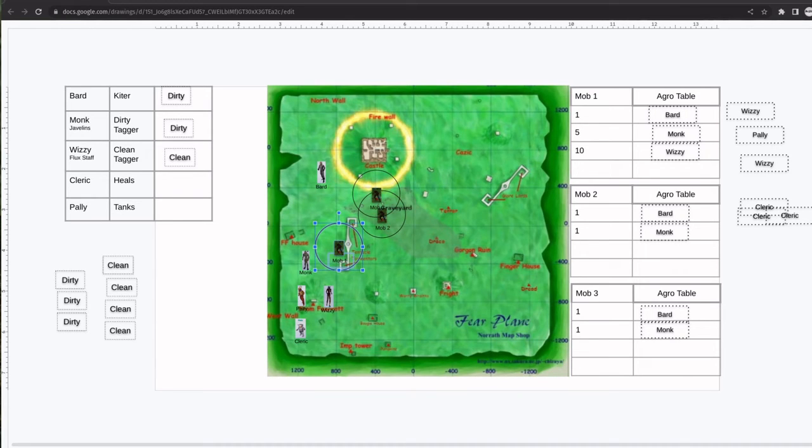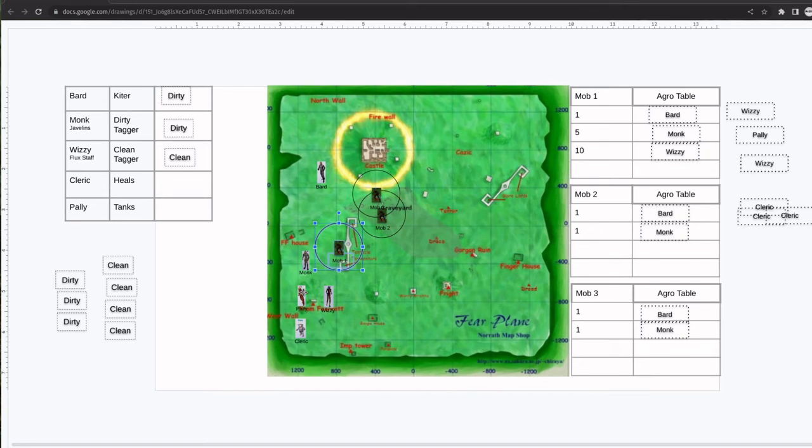The bard rounds them all up, pulls them all in. The monk dirty tags away from the other mobs. The wizard clean tags out, so the wizard is clean. He waited until mob 1 was out of the aggro radius of mob 2 or 3. But while the monk, who is dirty, is coming back to group, the pally tosses him a buff. He gives him a buff.